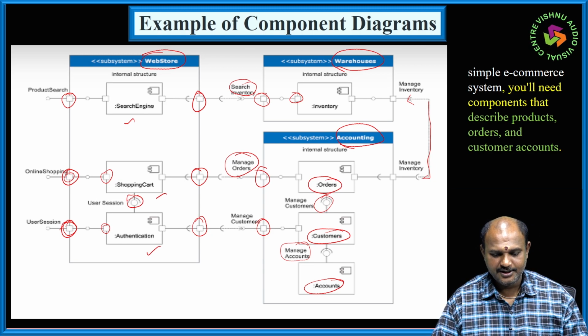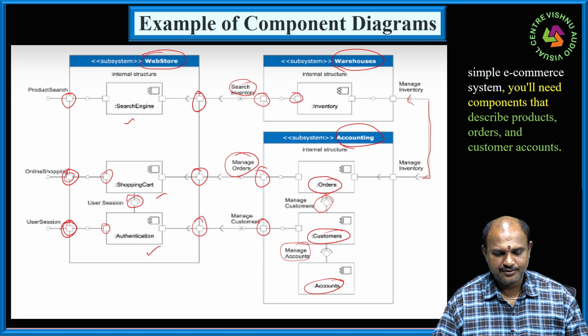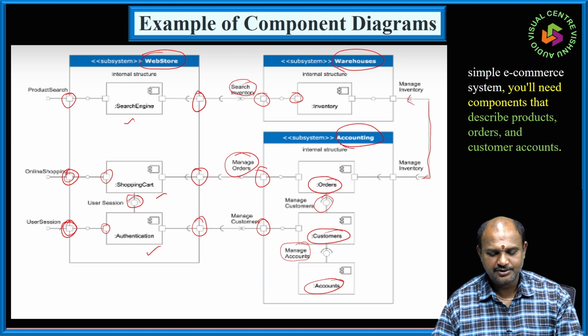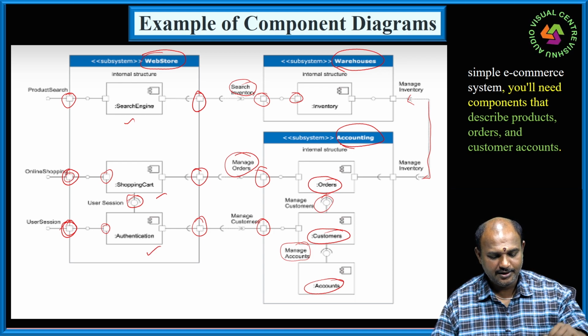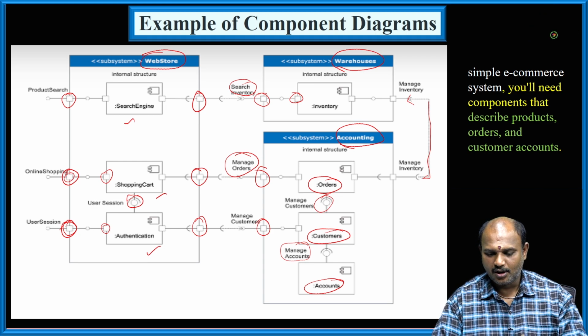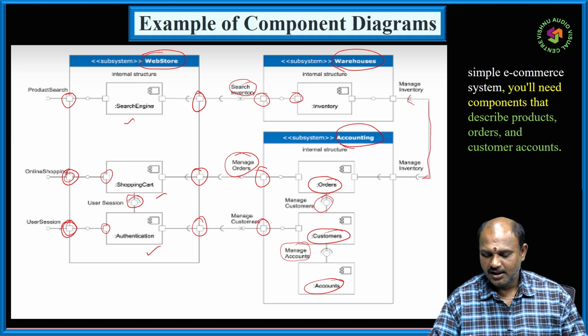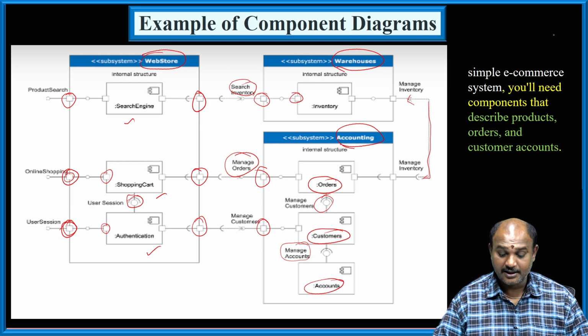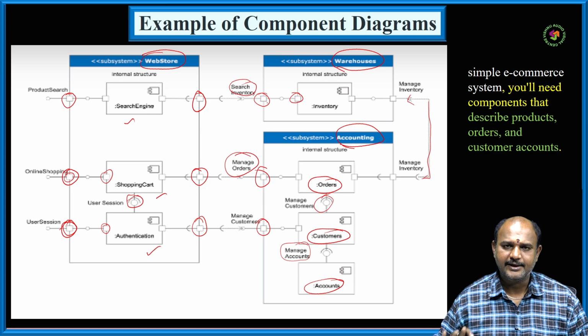So we have three components. The major ones are the physical components, web store, warehouse and accounts. These are some logical components. In between there are also some components. Now how are they interacting? Through port numbers and interfaces. This is the diagram we are going to discuss here.